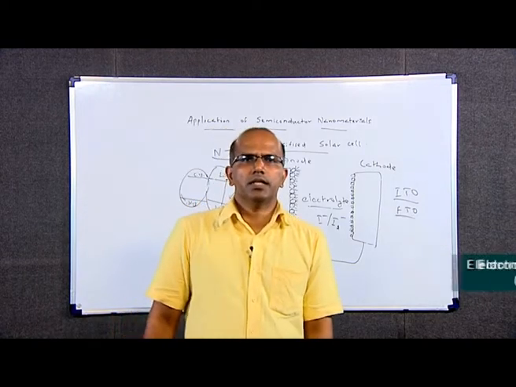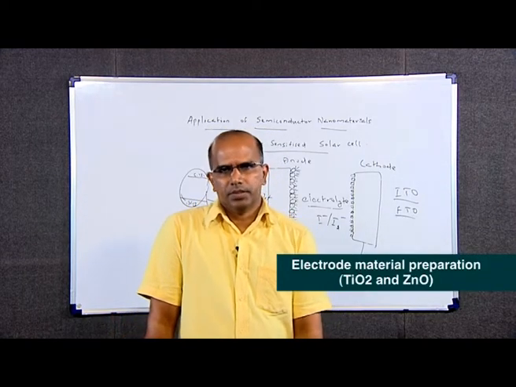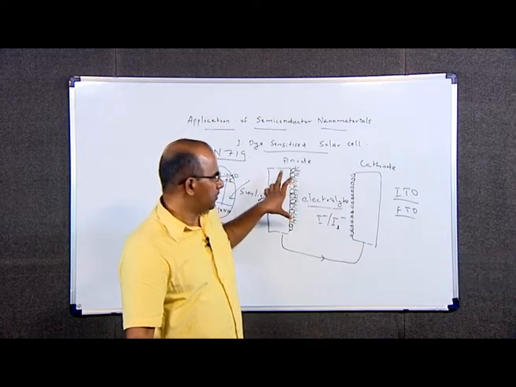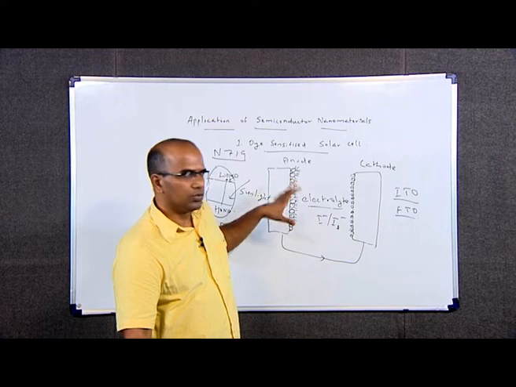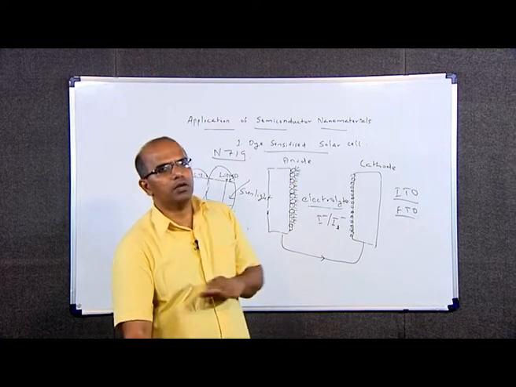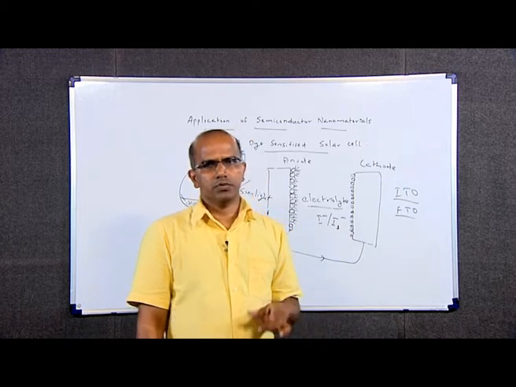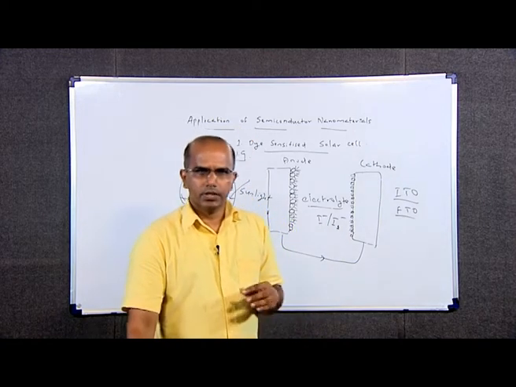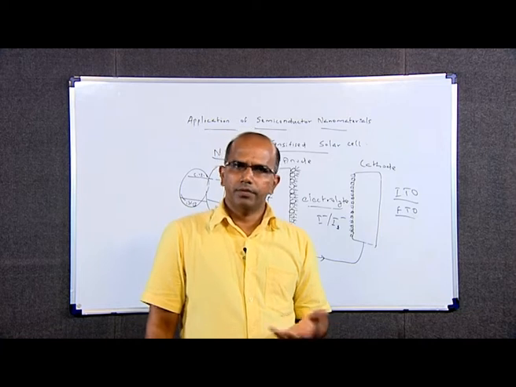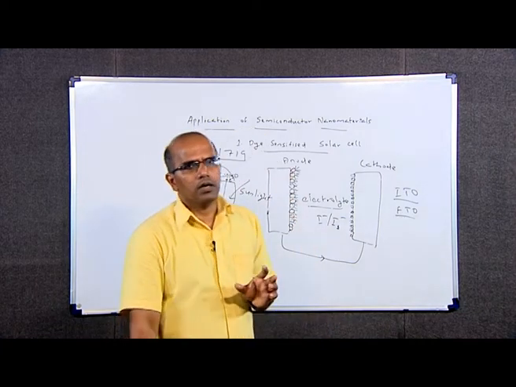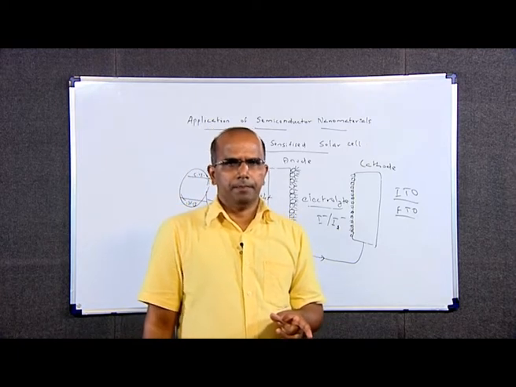Second step is the electrode material preparation. Electrode material preparation means the semiconducting oxide we have to prepare, and it should make a thin film on the ITO plate. Mainly the semiconducting oxides used are TiO2 and zinc oxide. They can be prepared by various methods. So, second step is the electrode material preparation.